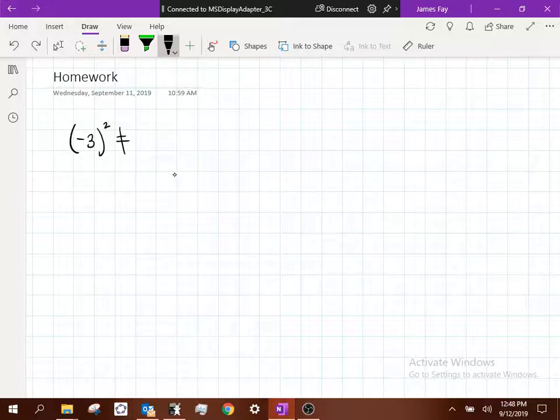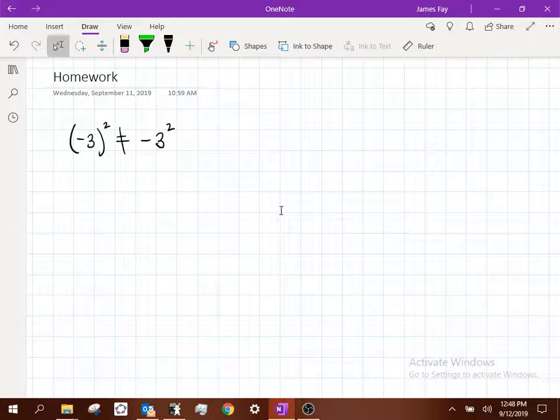The reason those are different has to do with what is actually being squared and what is not being squared when we look at the set of parentheses, okay? Remember, the set of parentheses are a grouping symbol, right? So when I group the -3 on the left-hand side, and then I put the power of 2 behind that, that means the -3 is getting squared.